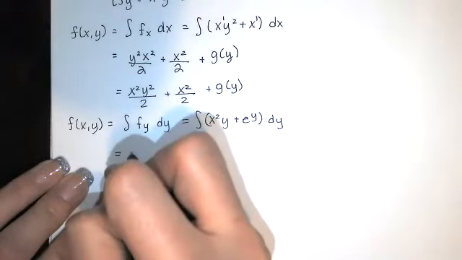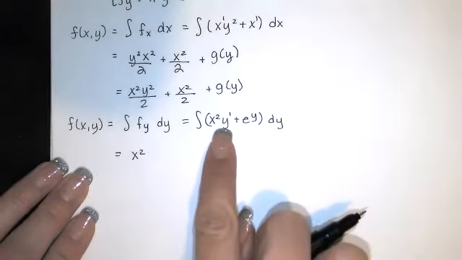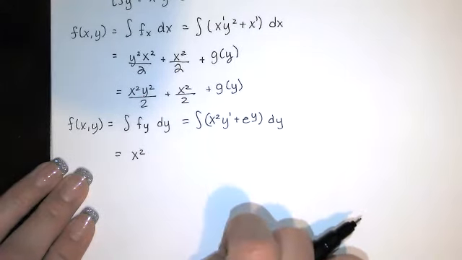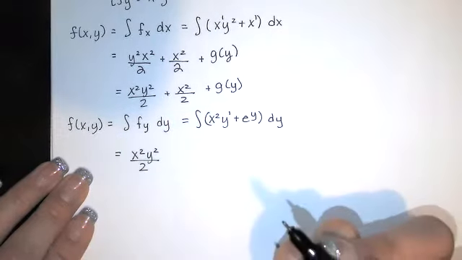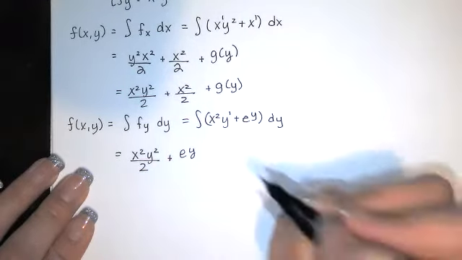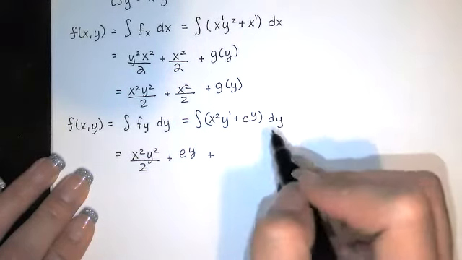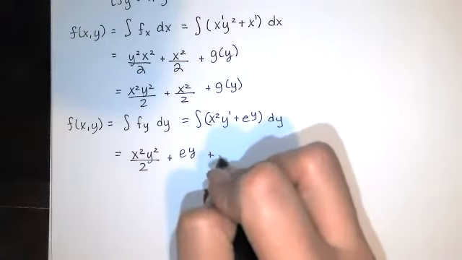So we bring the x squared down, that's constant. And then we anti-differentiate y to the first with respect to y. So we add 1 to the exponent and divide by the new exponent. The antiderivative of e to the y with respect to y is e to the y. And then we add something that's constant with respect to y, but not necessarily with respect to x.